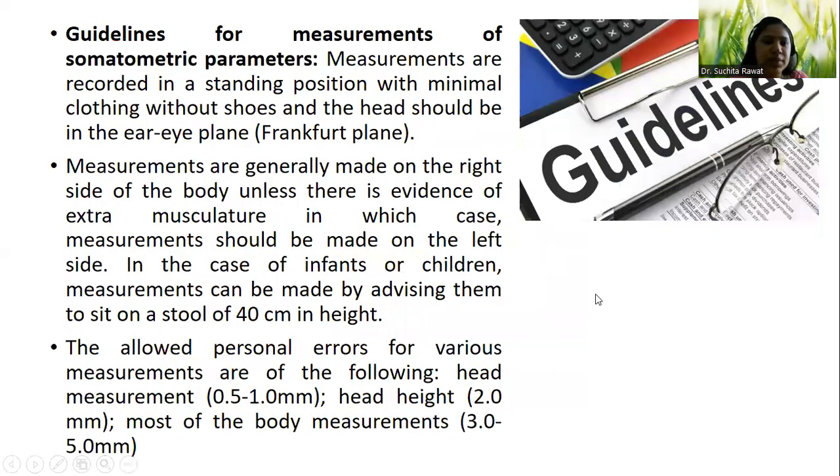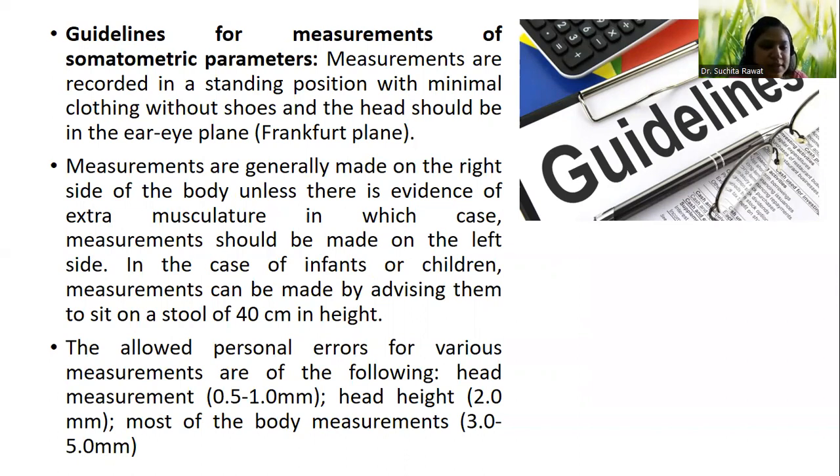Now, we will try to understand some of the guidelines that are used before taking the somatometric measurements. These measurements are always recorded in a standard position with minimal clothing, without shoes, and the head of the participant should be in the eye-ear plane, which is the Frankfurt plane. The measurements are generally made on the right side of the body unless there is evidence of extra muscularity, in which case the measurement should be made on the left side.